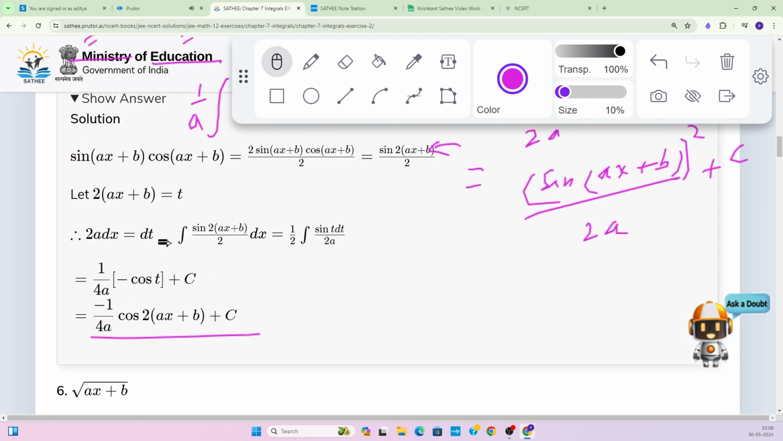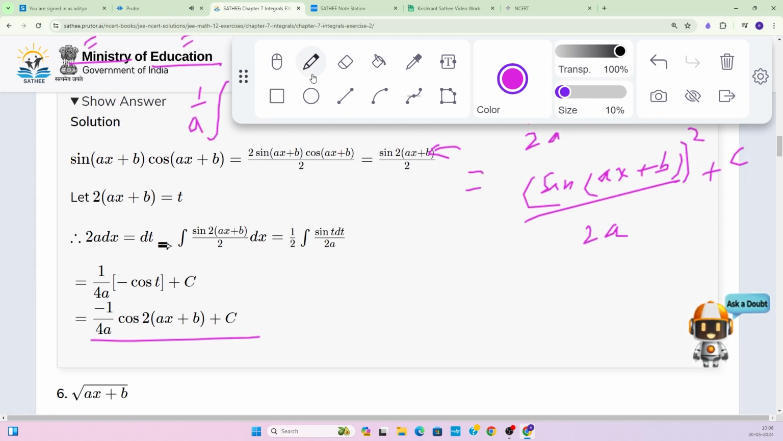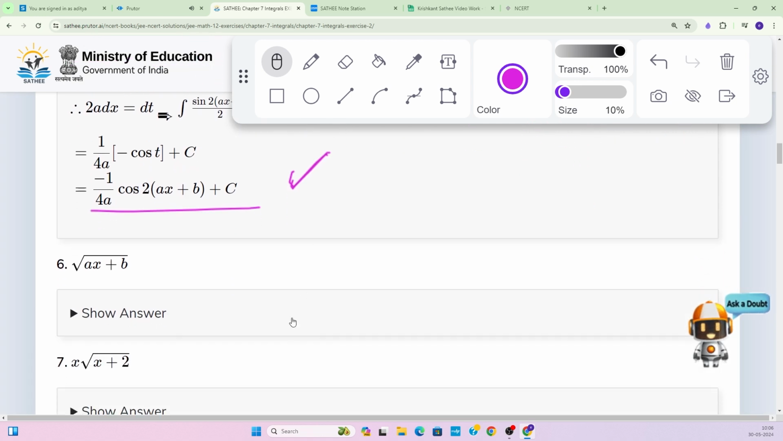As you can see, from both the approaches you are getting different answers. Why is this happening? This question is for you. Please think.